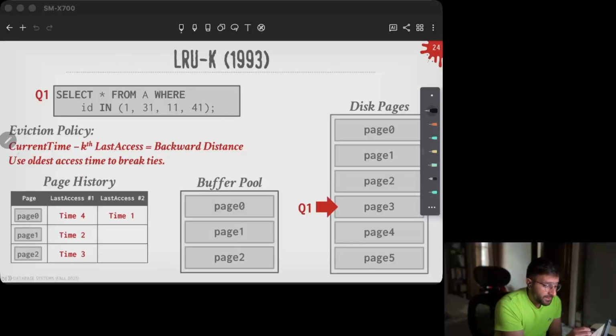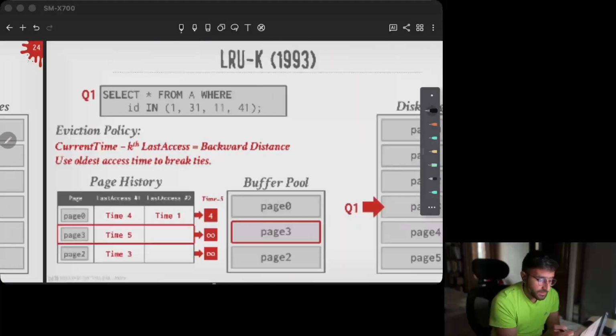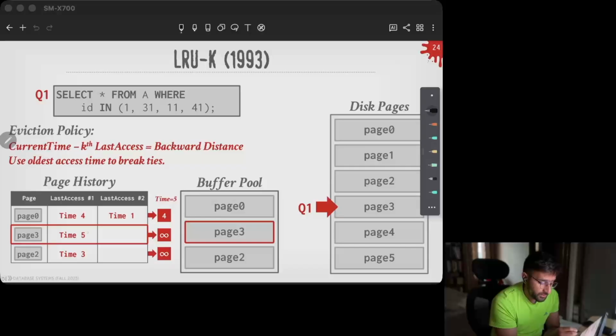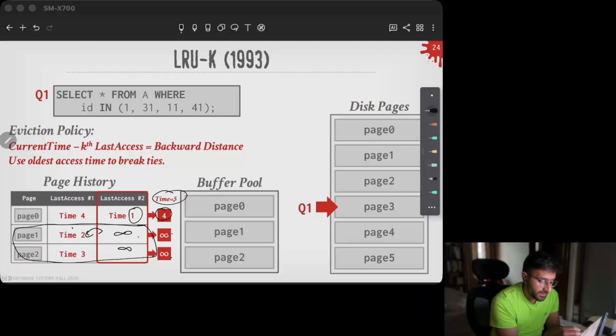So this is the eviction policy: current timestamp minus the kth last access time. The current timestamp was 5. That's what the slide shows. 5 minus 1 is 4, and this goes to infinity. Infinity minus 5 is infinity, and this goes to infinity. So now these two are in a tie. How do you resolve ties? You take one step back and then start subtracting. That will be 3 and that will be 2. So you pick page 1 and you replace page 1.